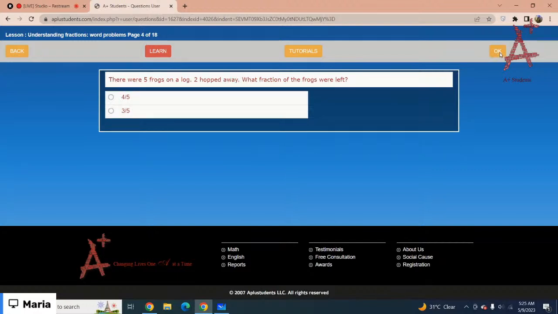There were 5 frogs on a log. 2 hopped away. What fraction of the frogs were left? So which is the correct option? The total frogs are 5 and 2 hopped away. So 5 minus 2 is 3. You are left with 3, and 3 out of 5 you are left with. Very good. That would be 3 out of 5.